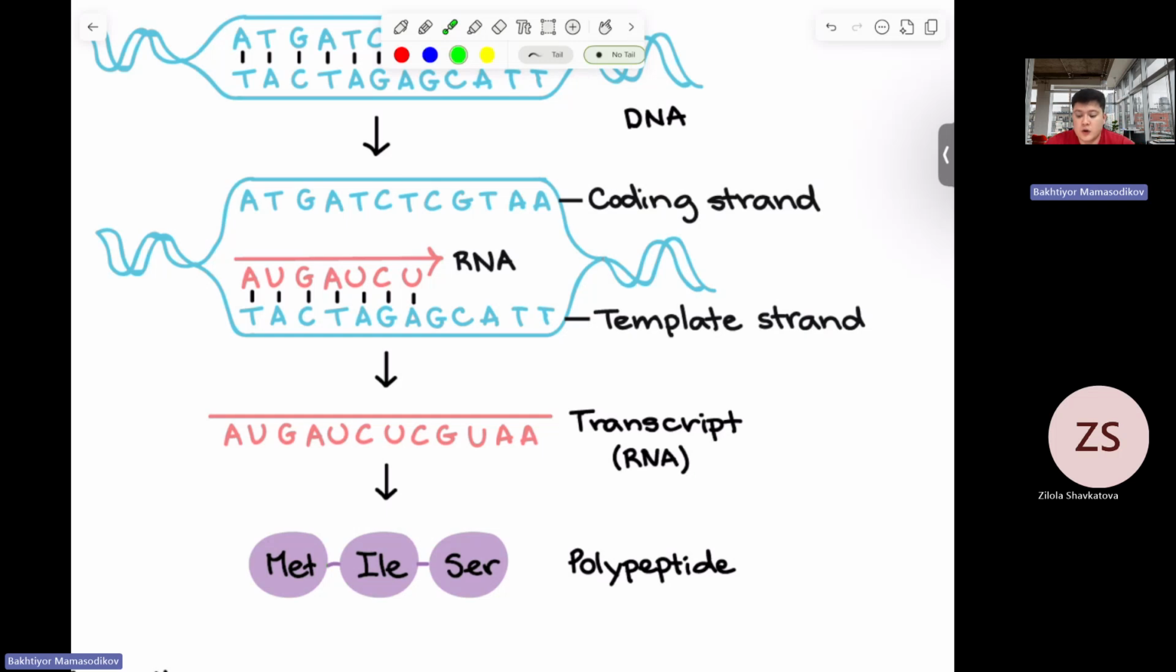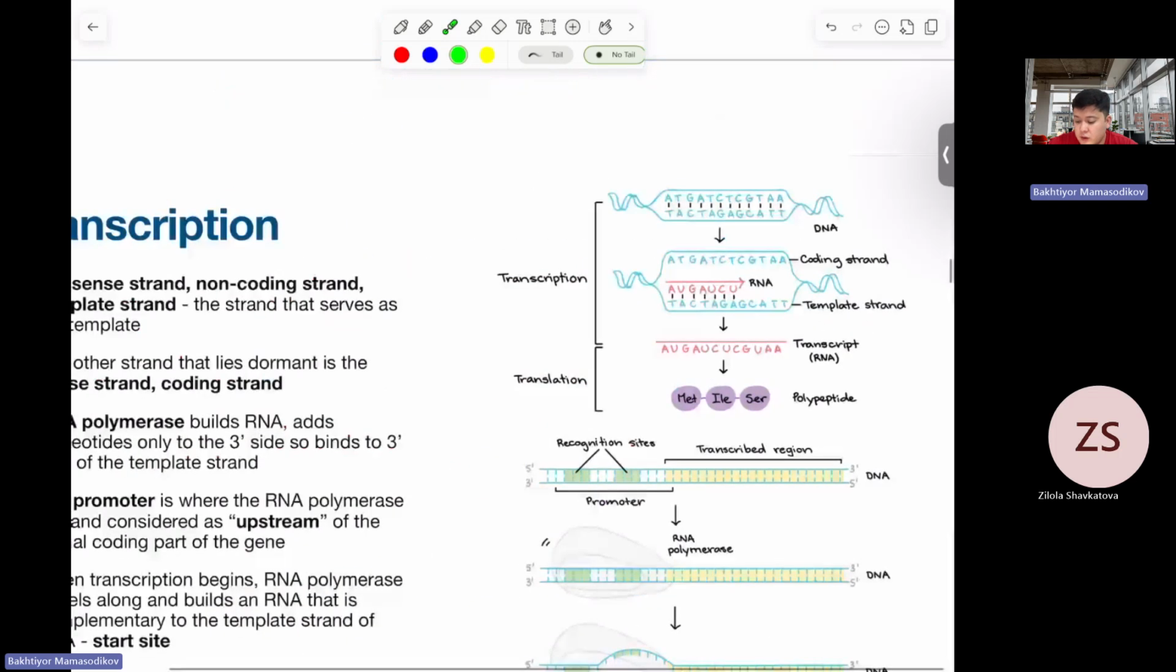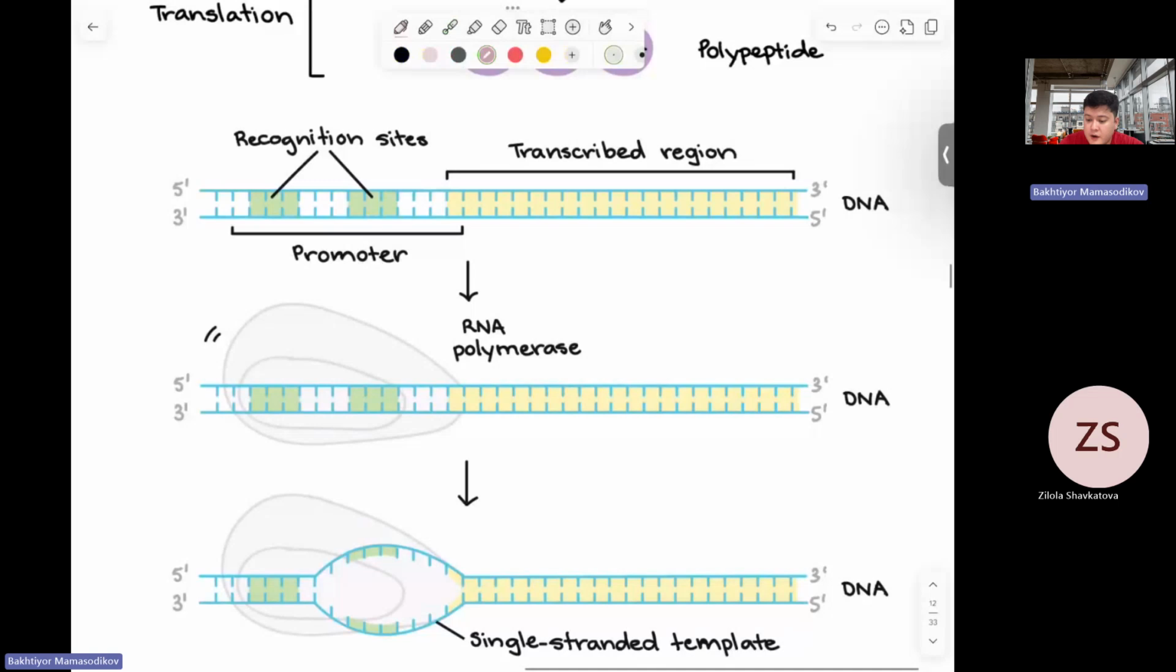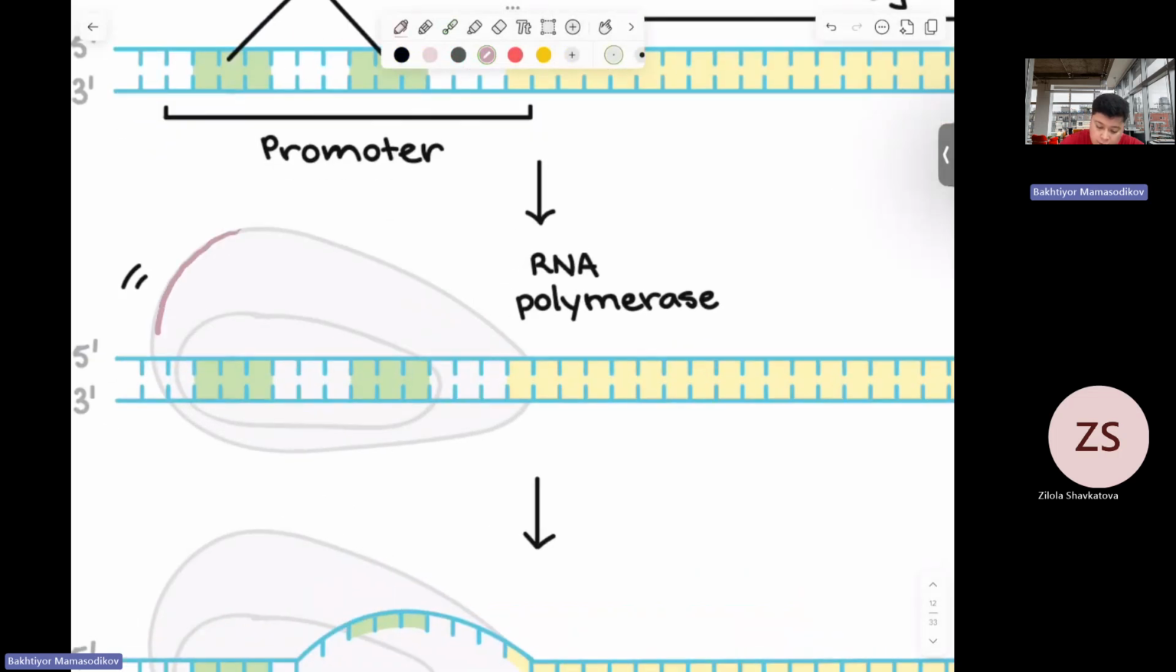Okay, so which machine is doing it? We call it RNA polymerase. Okay, it's called RNA polymerase. So this is the RNA polymerase. So what it does, it's like a copy machine. It's like a printer. It's like a copy machine.